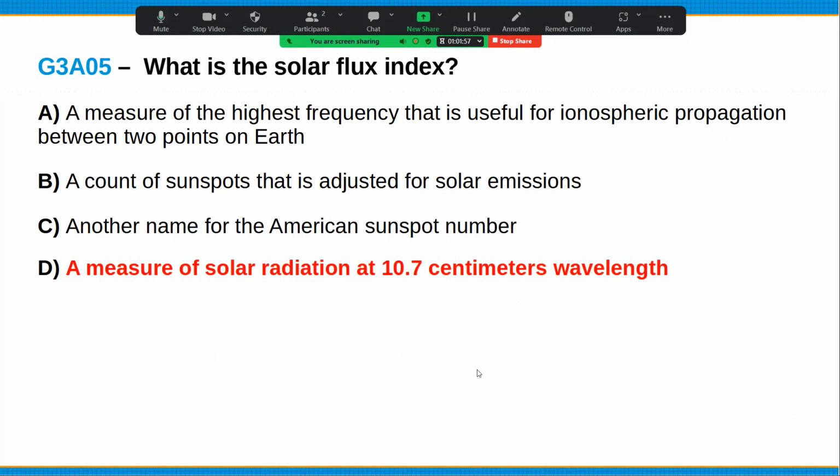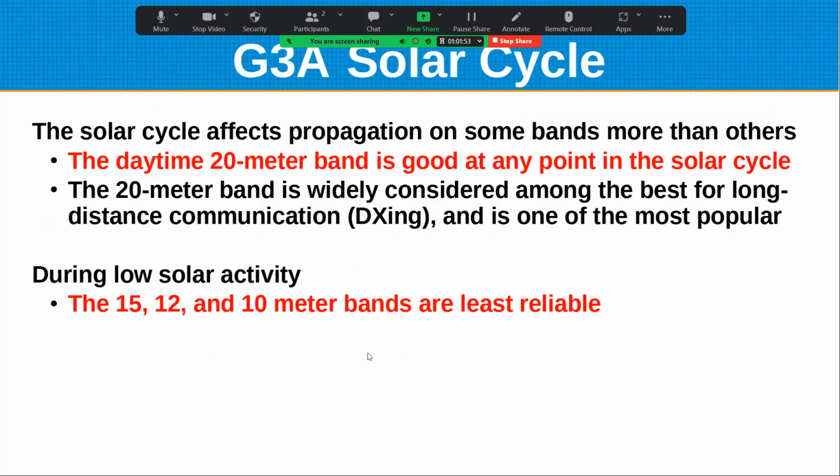Right. Solar radiation at 10.7 centimeters. The solar cycle affects some bands more than others. 20 meters is a frequency, or a band, that works 365 days a year, day or night.